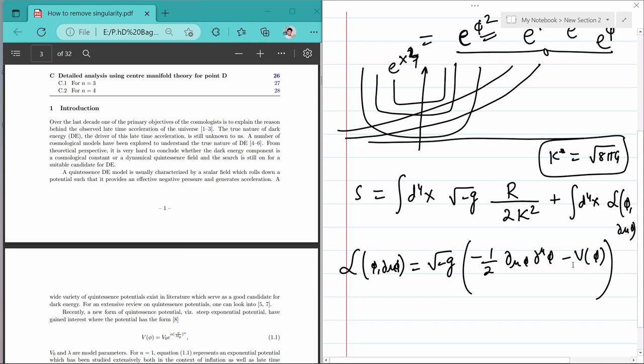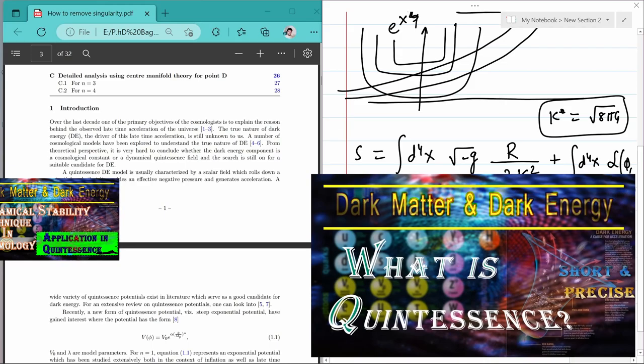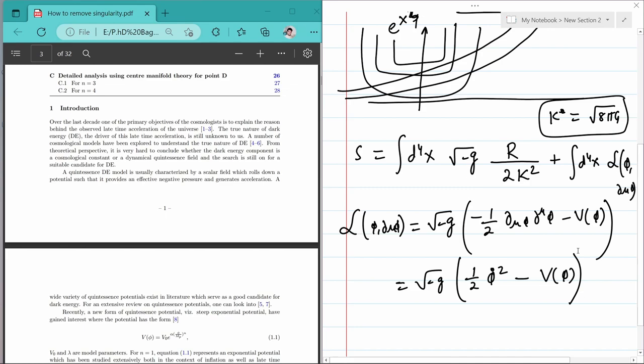So here if you just plug in the zero component, then the kinetic term will give you half phi dot square, since we are assuming that the universe is isotropic and homogeneous. Then you will get half phi dot square minus V of phi. That is the standard Lagrangian that we have already talked about in my earlier videos, the Lagrangian corresponding to quintessence. I hope these terms are clear.